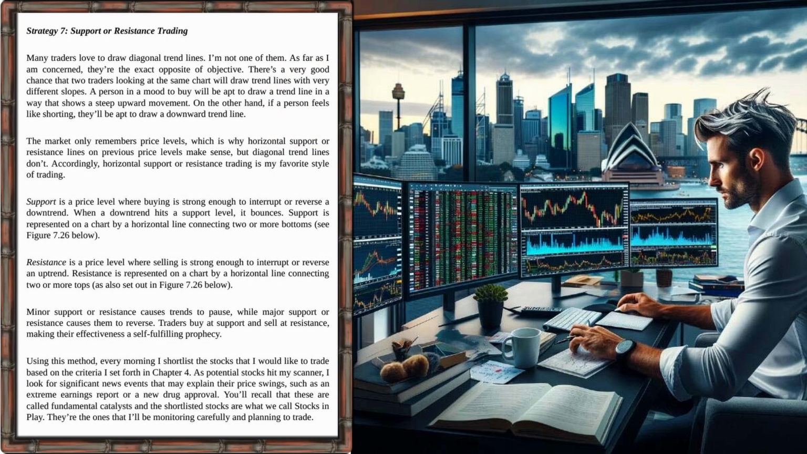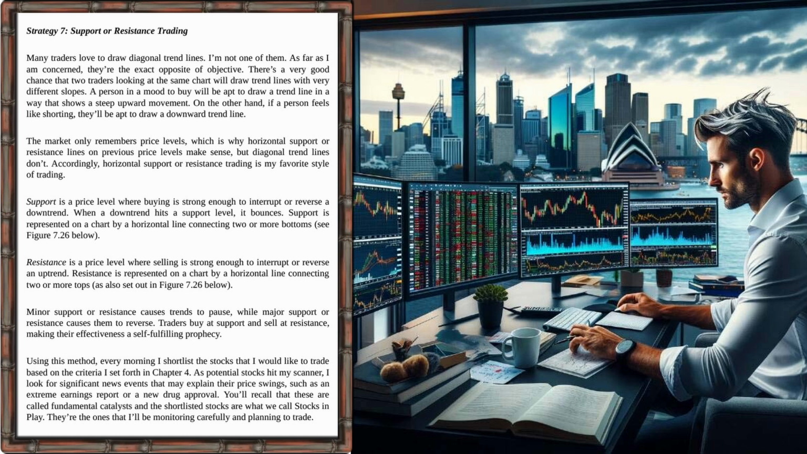Strategy 7. Support or resistance trading. Many traders love to draw diagonal trend lines. I'm not one of them. As far as I am concerned, they're the exact opposite of objective. There's a very good chance that two traders looking at the same chart will draw trend lines with very different slopes.